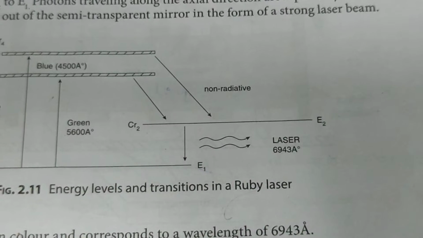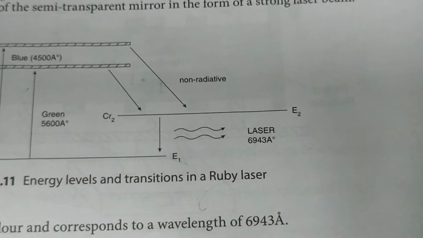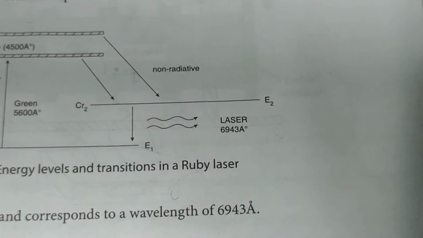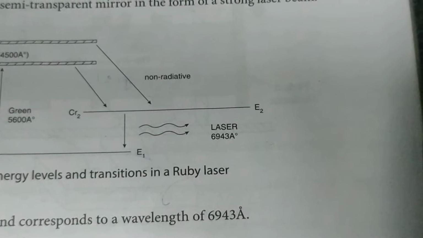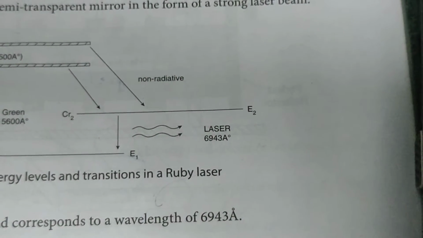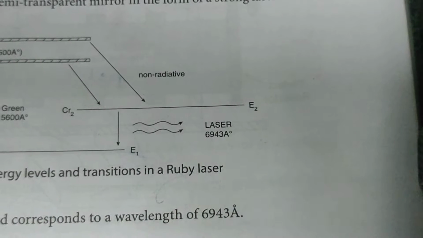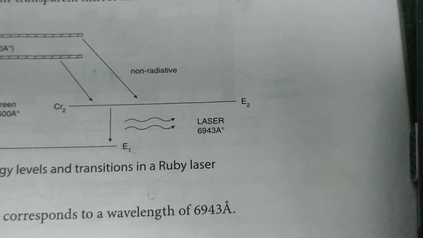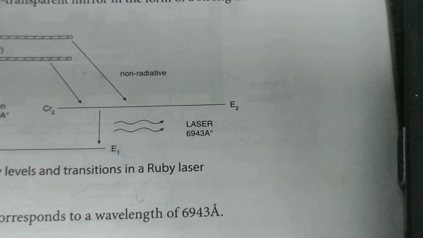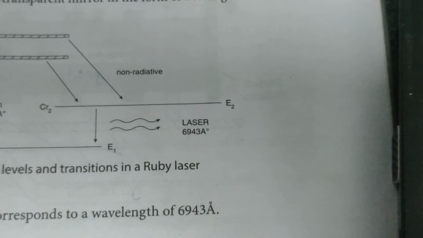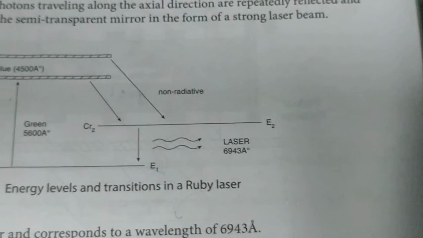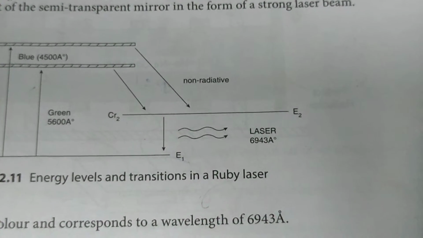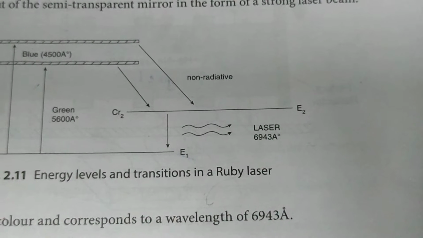The atoms fall at the rate of 10 power 7 atoms per second by a non-radiative transition to E2, and at the rate of 10 power 5 atoms per second to the ground state E1 from E3. So the lifetime of chromium ions is more in E2 than E3, which gives population inversion between E2 and E1. A few chromium ions spontaneously fall from E2 to E1 by emitting incoherent photons.